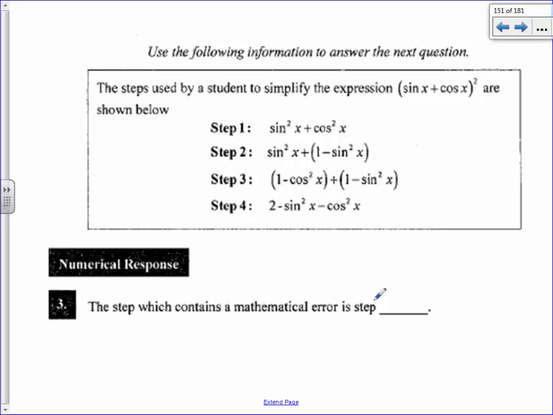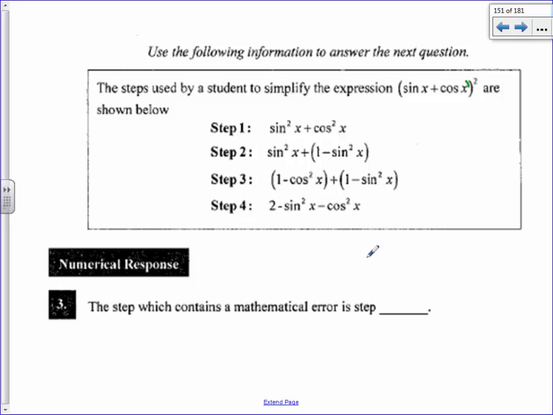One of the ways they can test your ability to prove identities, which I think I've shown you before in a different unit, is they'll give you a list of work and ask where they screwed up. They can't ask you to do your own work, but they can ask you to double check somebody else's work and find the mistake. So here they have sine x plus cosine x, all squared. By the time they're done, they get to this point right here, but it's wrong. Somewhere in here they messed up, so we want to find where.